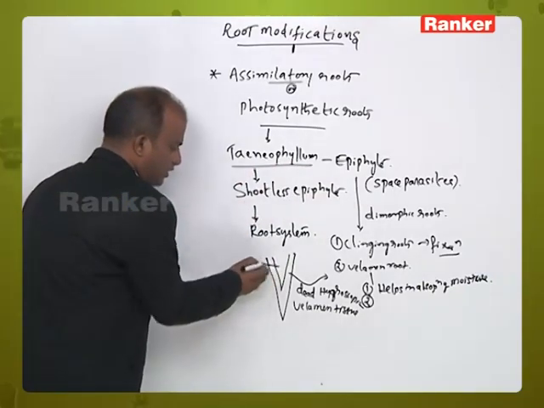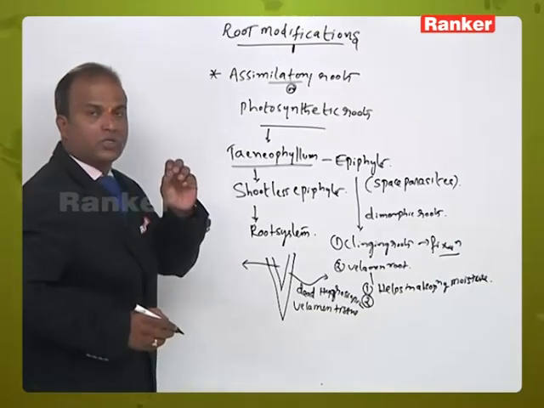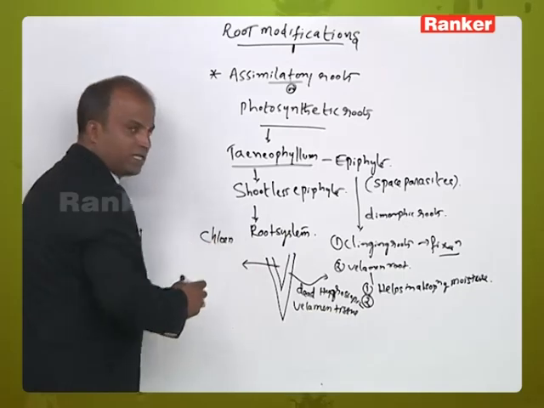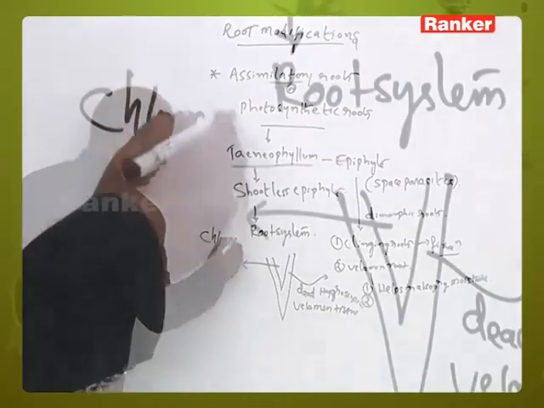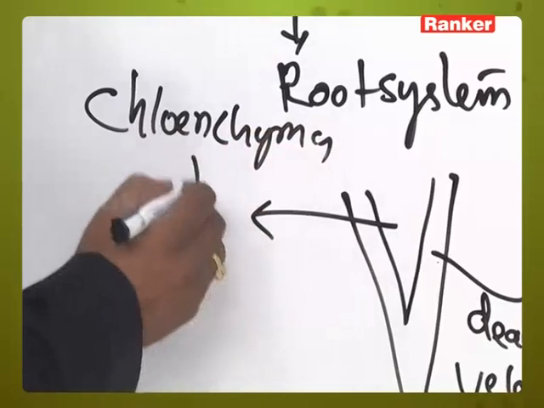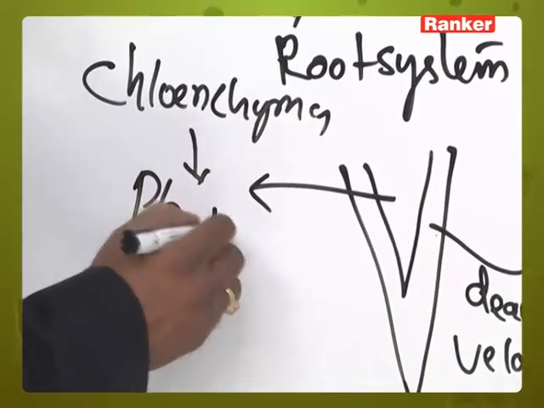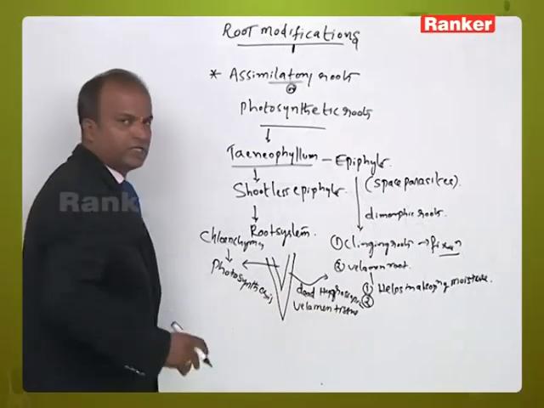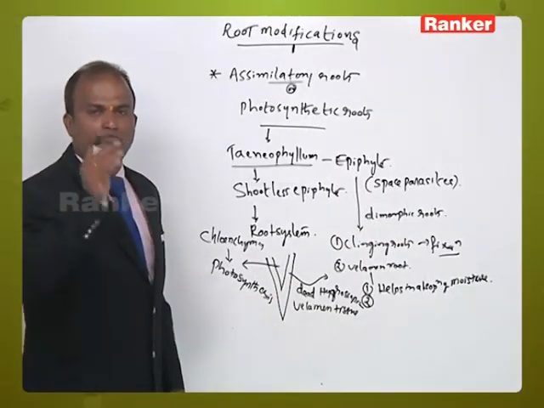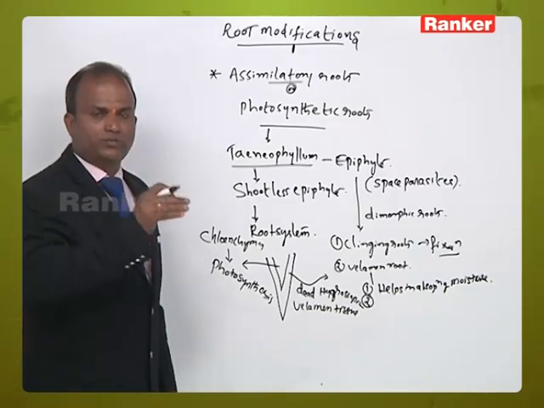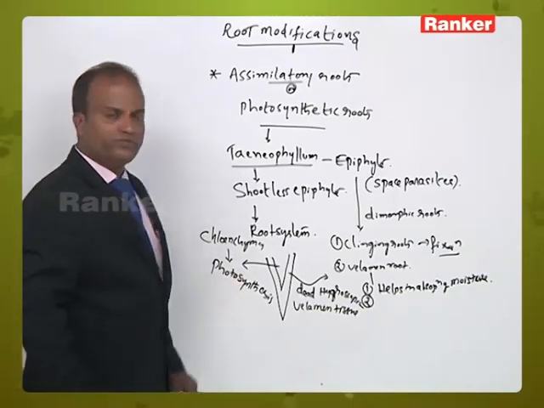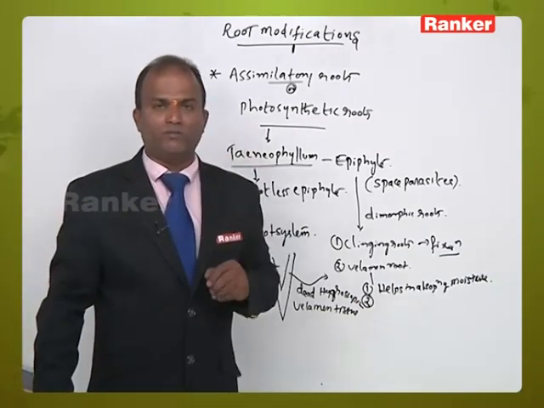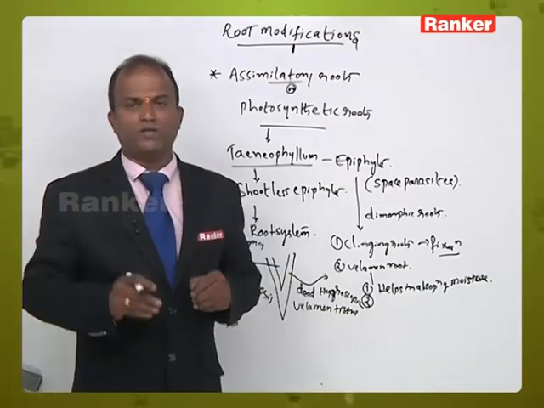Whereas the inner surface of the velamen root contains chlorenchyma, it plays an important role in photosynthesis. That means it can prepare its own food materials. Yes, they can prepare their own food materials by a process known as photosynthesis.